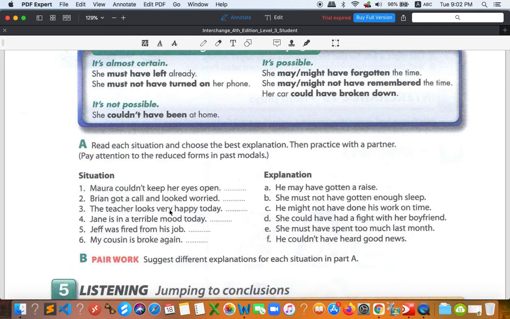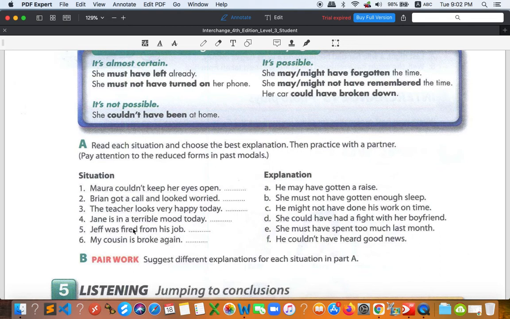The teacher looks very happy today. Do you think so? All right, so let's try to check. He may have gotten a raise. Yeah, it goes to A. Jane, number four, is in a terrible mood today. Doesn't feel well. And so the answer is she could have had a fight with her boyfriend.